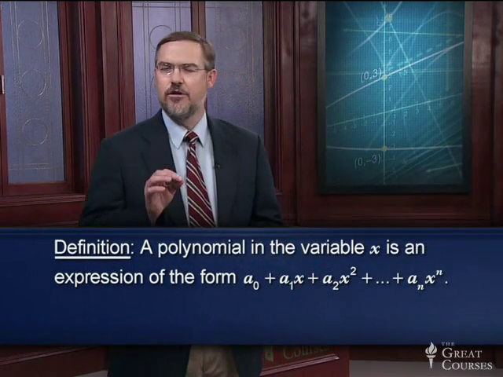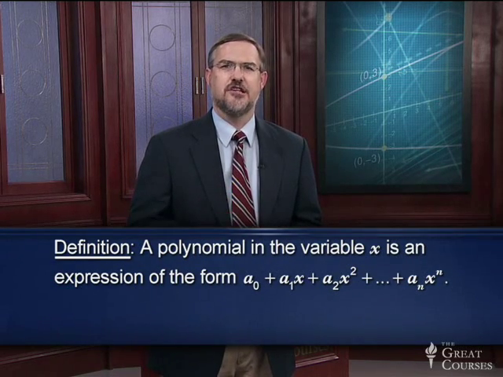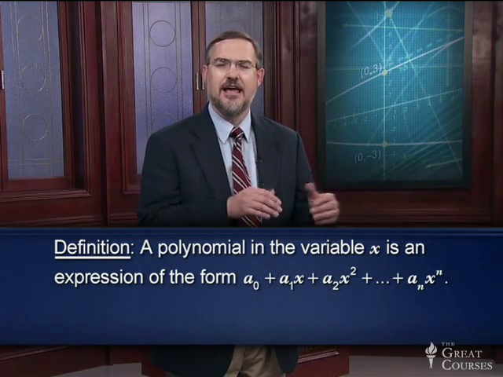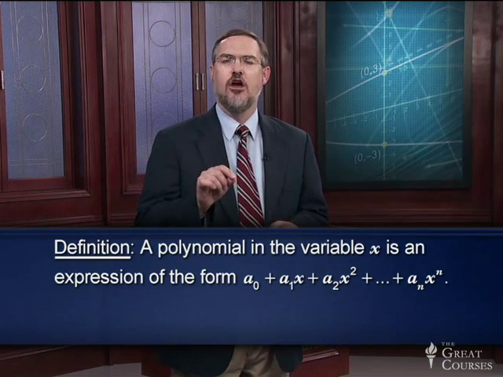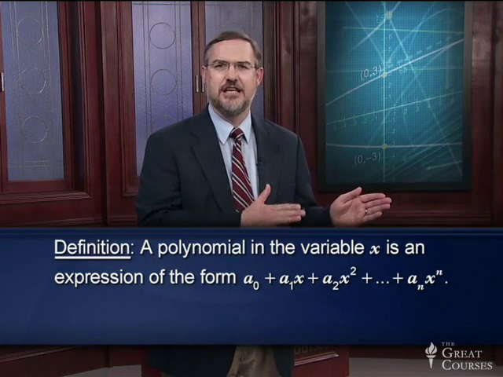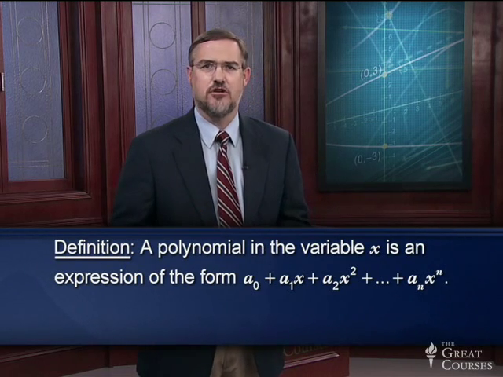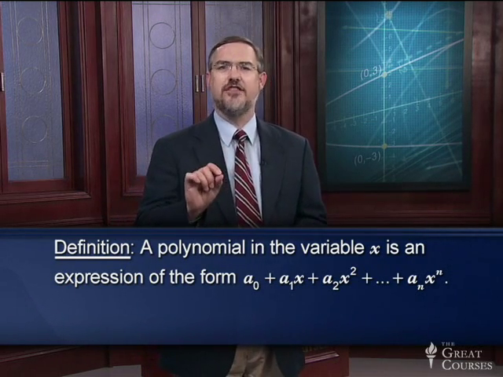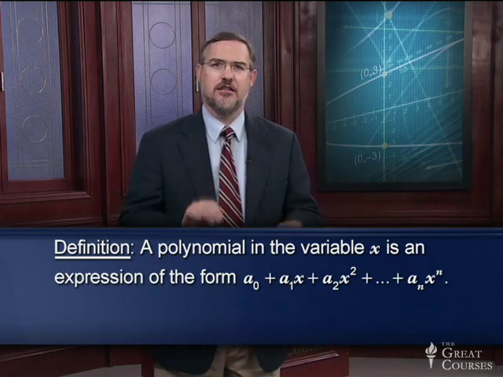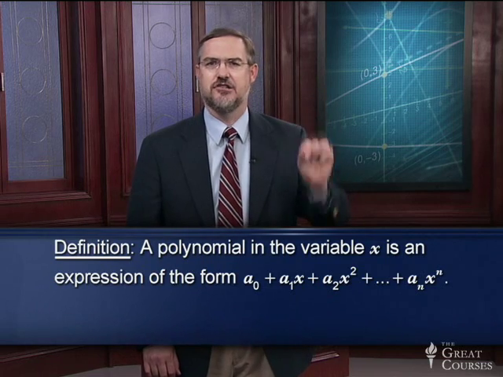A polynomial with the variable x is an expression of the form a sub 0 plus a sub 1 times x plus a sub 2 times x squared plus ... a sub n times x to the n, where each of the numbers a sub 0, a sub 1, a sub 2, all the way up to a sub n are all just numbers. They could be positive, they could be negative, and some of them could even be 0. And the powers on the x's are all positive integers. And it's important that we keep in mind that those exponents, as we'll call them, the powers on the x's, must always be positive integers.